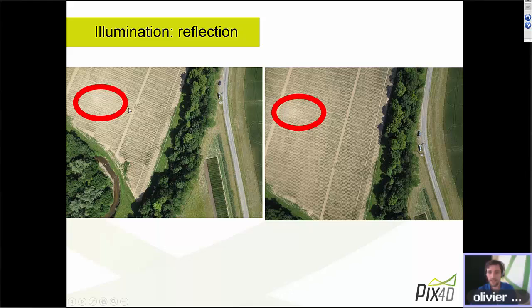The good news is that Pix4D Mapper is also able to handle most of these cases thanks to the huge redundancy of the images. So as this bright spot is moving, and each pixel of the final orthomosaic is usually seen by 20 images, the software will basically be able to detect that only a few of them are extremely bright and discard this information to make sure that you have a nice uniform field.